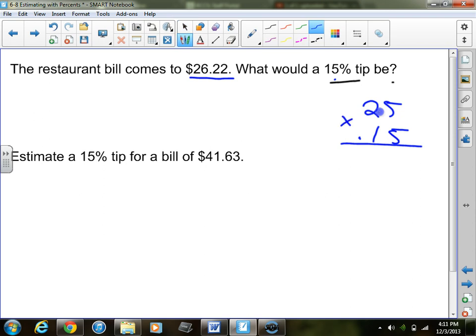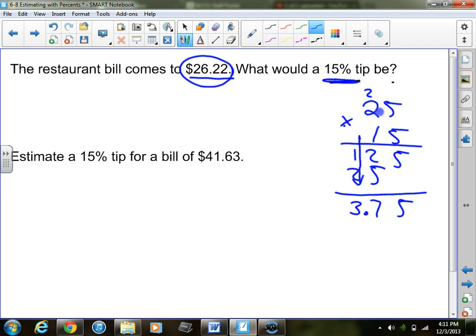So I'm going to multiply those two together. I rounded this, and then I figured 15% of, which means I multiply. So I'm going to multiply this out. Bring my decimal straight down, and I see that my tip is going to be $3.75. So a 15% tip of this bill right here would be $3.75.